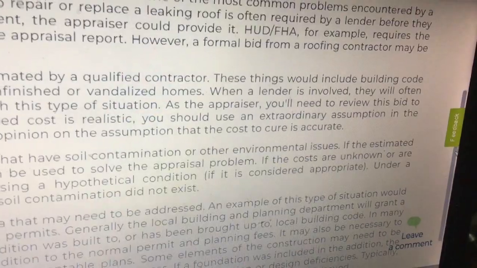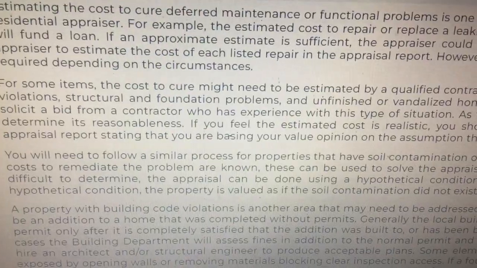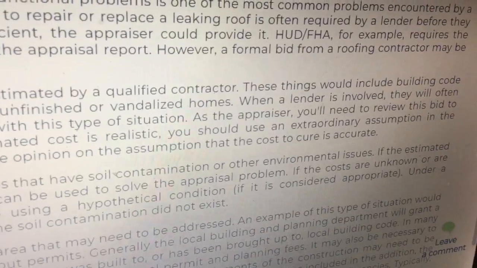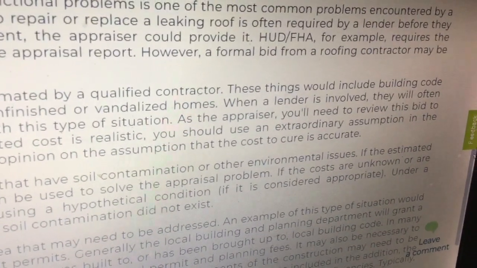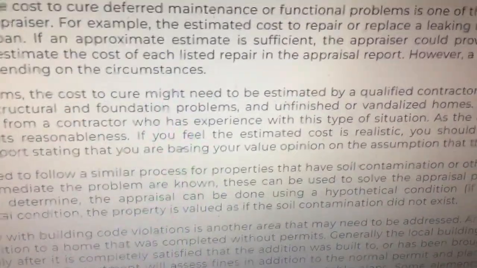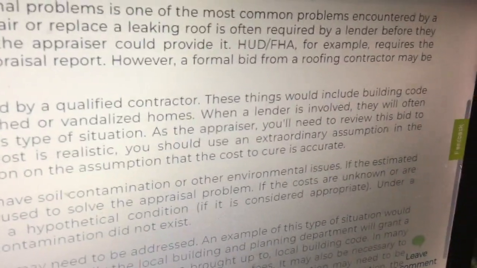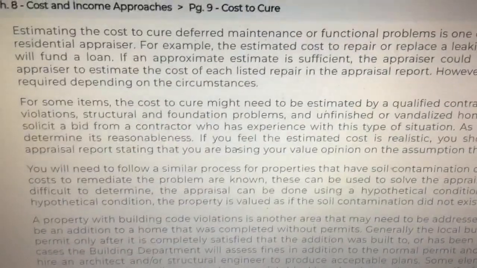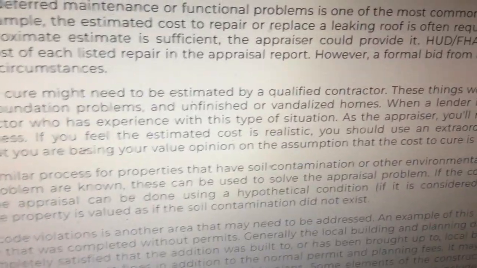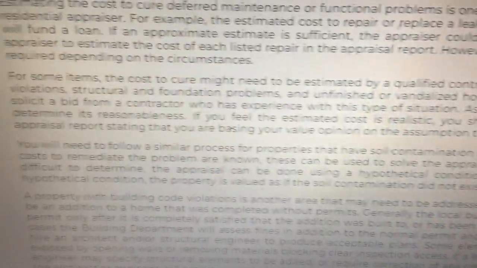When a lender is involved, they will often solicit a bid from a contractor who has experience with this type of situation. As the appraiser, you'll need to review this bid to determine its reasonableness. If you feel the estimated cost is realistic, you should use an extraordinary assumption in the appraisal report, stating that you are basing your opinion on the assumption that the cost to cure is accurate.